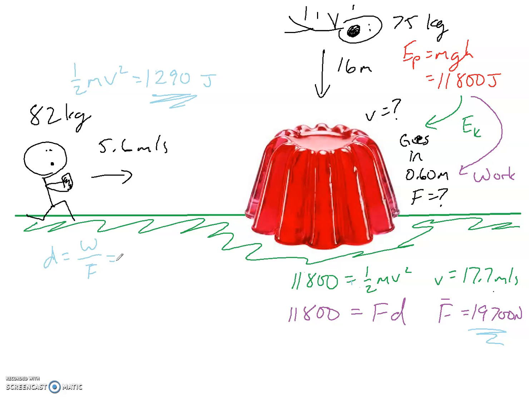So we got the 1290 for the energy. We divide that by the 19,700, and we get a distance of just about 6.5 centimeters. So about 6.5 centimeters or 0.065 meters. Obviously, they're not going to go nearly as far in because they're not going nearly as fast as the skydiver. So let's build on this a little bit more. Let's find out what was his speed.